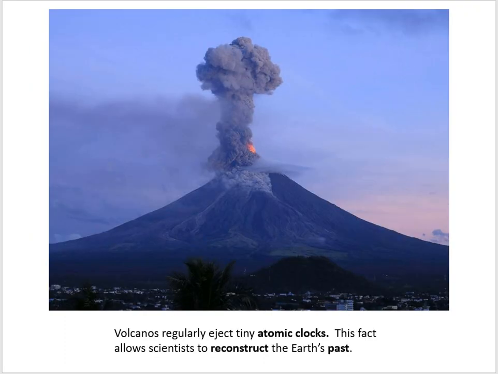But in addition now, with a little education, we can think about a picture like this and see all this volcanic ash, and in that ash are zircon crystals, and these volcanoes are ejecting tiny little atomic clocks. The zircon crystals forming from the magma here are going to have some trace amounts of uranium, and then that uranium is going to begin to decay into lead, and so the volcanoes are ejecting little atomic clocks. And this fact allows scientists to reconstruct the Earth's past.